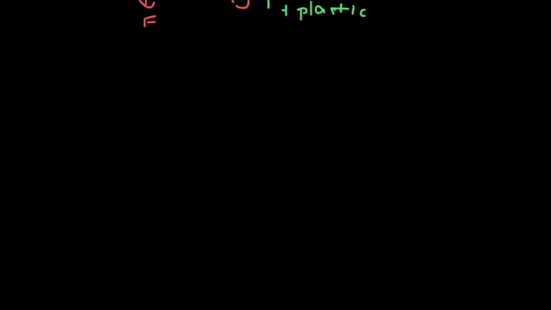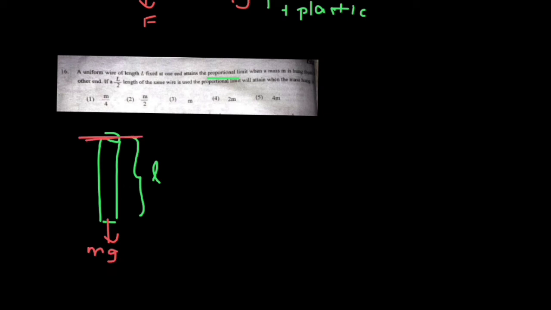Let us try a question from the 2000 past paper. According to this question, a uniform wire of length L attains the proportional limit once mg is suspended. The length of the wire is reduced to L by 2. And it's the same wire, okay? Therefore, there is no change in the area. Now, we must find with what mass being hung, it will reach the proportional limit.